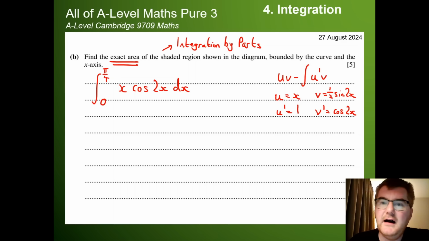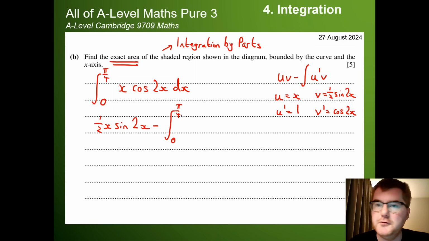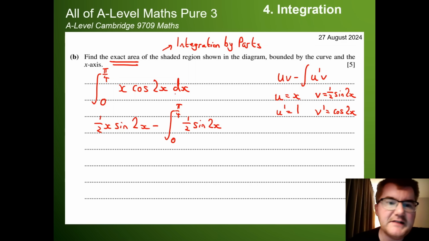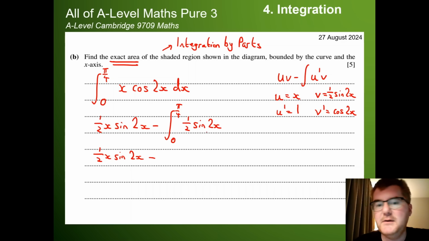So we do get a half sine 2x. Once we've got that, then we can put it into our formula. So uv, so a half x sine 2x, minus then the integral between pi over 4 and 0 of u dash v. So we have a half sine 2x. And once we've got that, then we can integrate this separately because now we've got something we can fairly easily integrate. So we have a half x sine 2x, now minus, and now we integrate this.